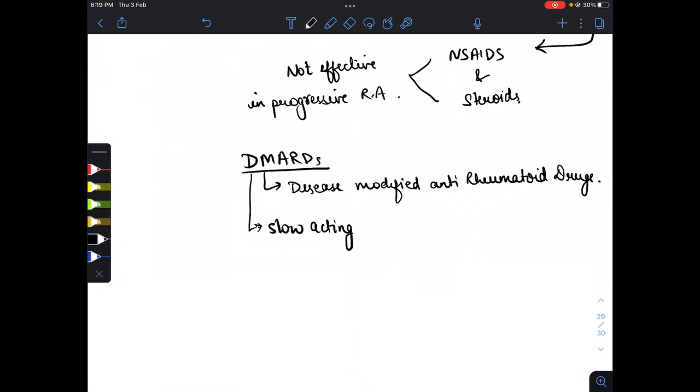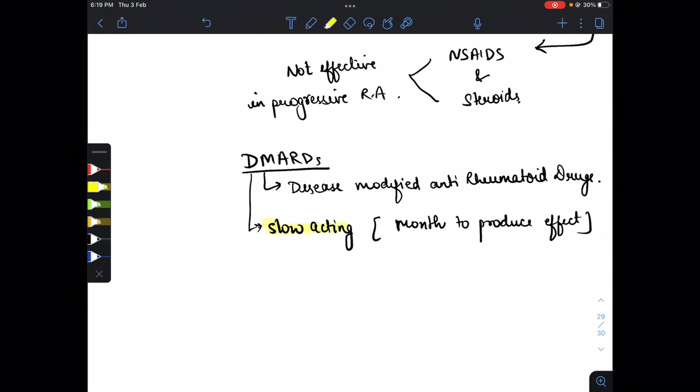So to make the effect, we have to take them for a month to produce their effects. Till now I told you that it is a slow acting drug, so we have to take it for a month for the treatment of progressive rheumatoid arthritis.